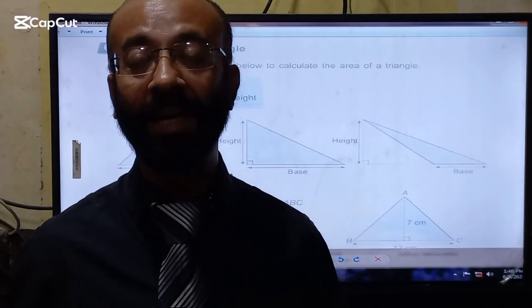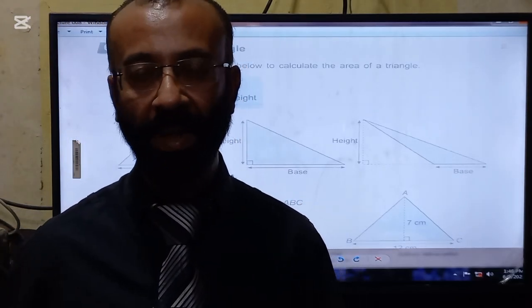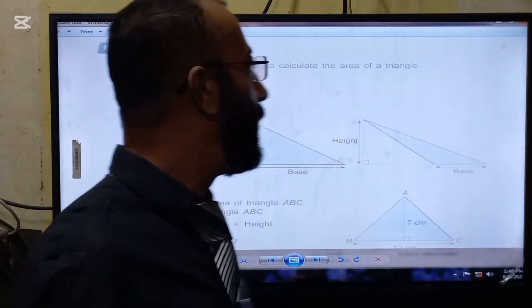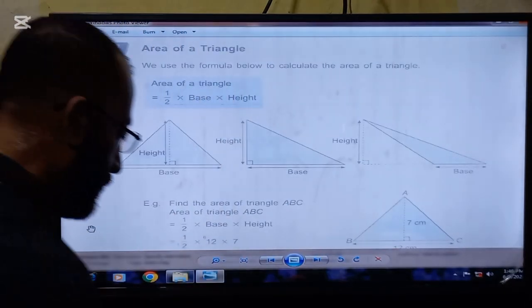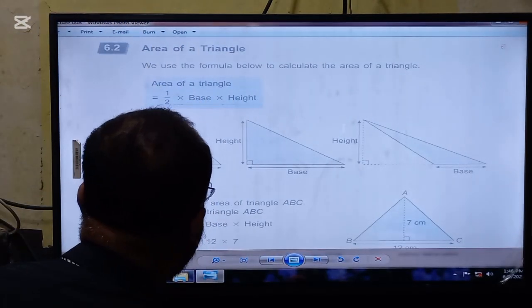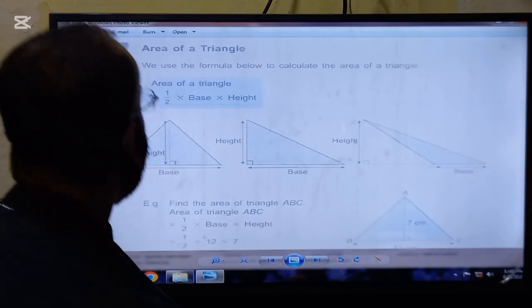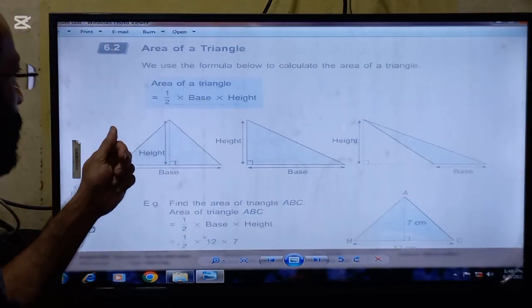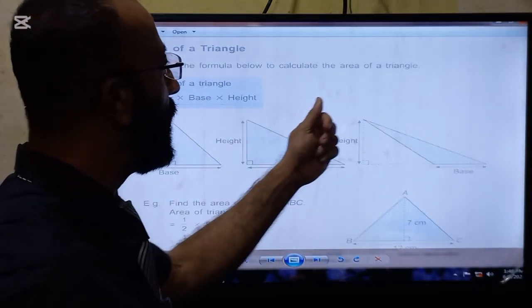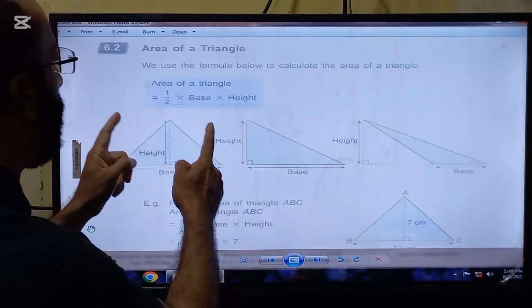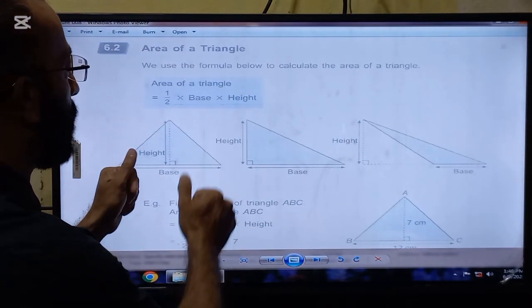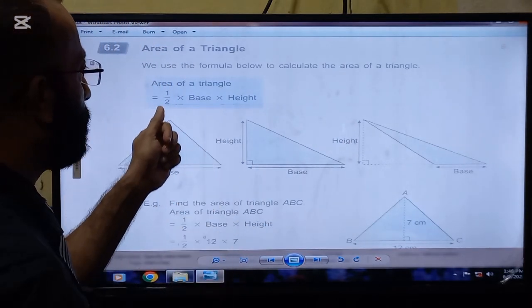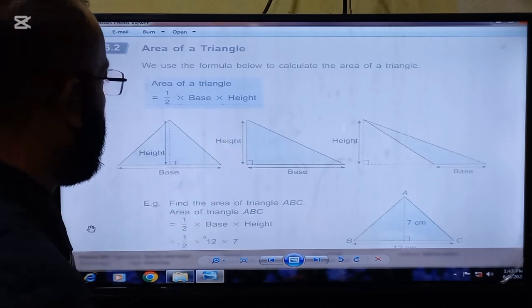Good morning, students. Our today's topic in the subject of mathematics is the area of a triangle. So this is an important topic. So concentrate yourself. We are going to start now. We use the formula below to calculate the area of the triangle. So this is the formula for calculating the area of the triangle. That is 1 by 2 into base into height.